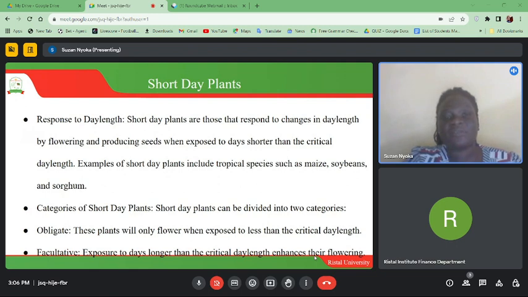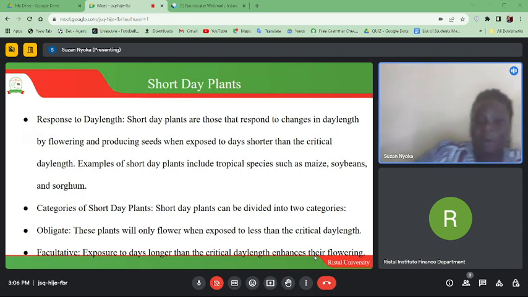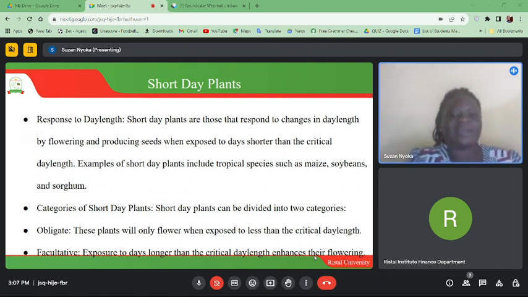And then the categories of short day plants. Short day plants can be divided into two categories. We have the obligate: these plants will only flower when exposed to less than the critical day length. And we have the facultative: exposure to days longer than the critical day length enhances their flowering.